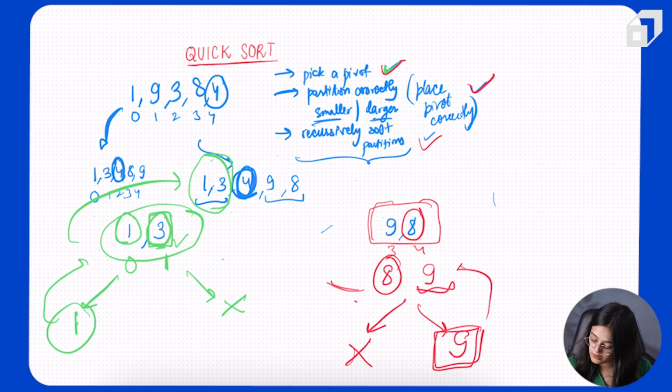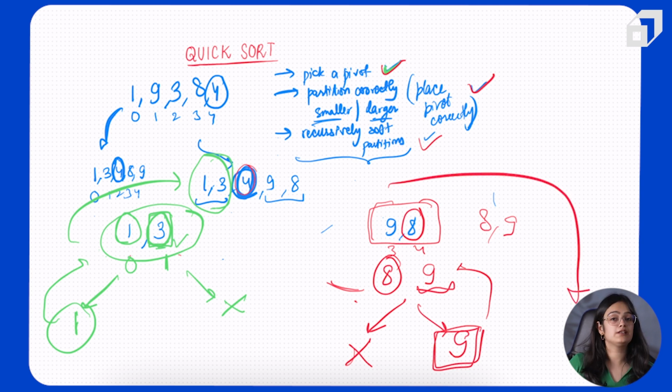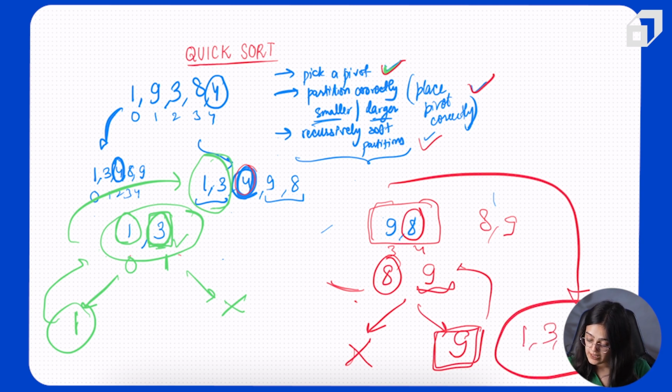So this is also sorted. So we return the sorted 8 and 9, 1 and 3 from here, and 4 was at the right place. So the final array after doing these 3 steps becomes 1, 3, 4, 8 and 9. And this is exactly what our desired state was. So this is how quicksort essentially sorts an array. It's a recursive algorithm that works on divide and conquer. How is that? We're dividing the array into subproblems and then solving those subproblems to calculate our final result. So it works on divide and conquer, and it uses recursion to sort the elements.